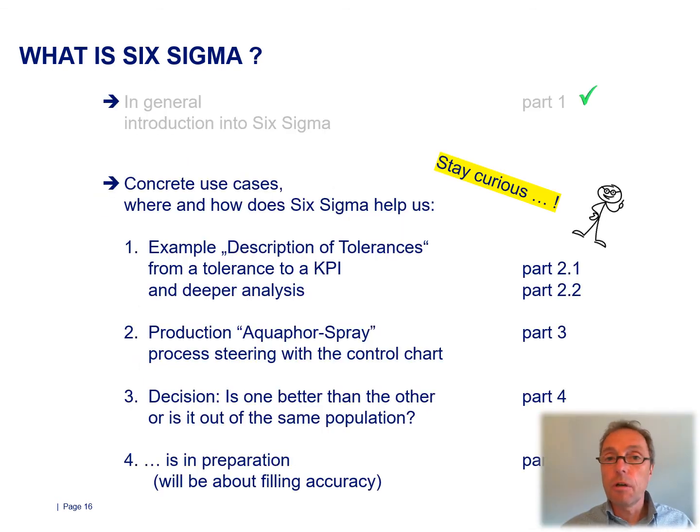So, and now we are already at the end of the part number 1, the tutorial number 1. You have now a very brief and short overview. What is Six Sigma and what is the DMAIC cycle? And yeah, maybe you are curious now to see what are the concrete use cases. What could we do now really with this?